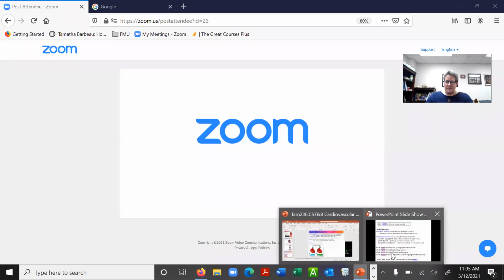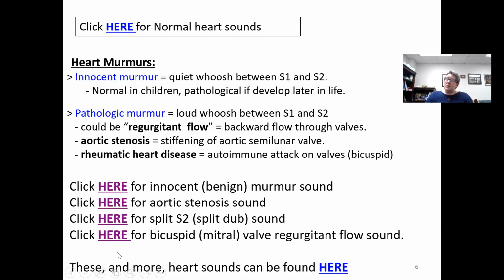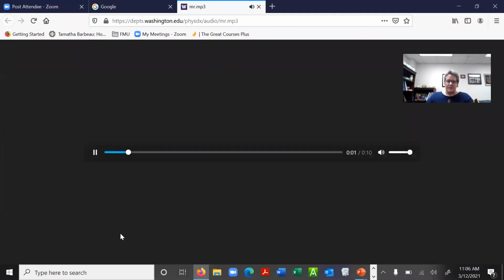Okay, and there can also be split S1s, where instead of lub dub, it's lub lub dub. But anyway, let's listen to a mitral valve regurgitant flow, where blood from the left ventricle is going back up the mitral valve, or the bicuspid, into the left atrium. Doesn't sound too good, does it?